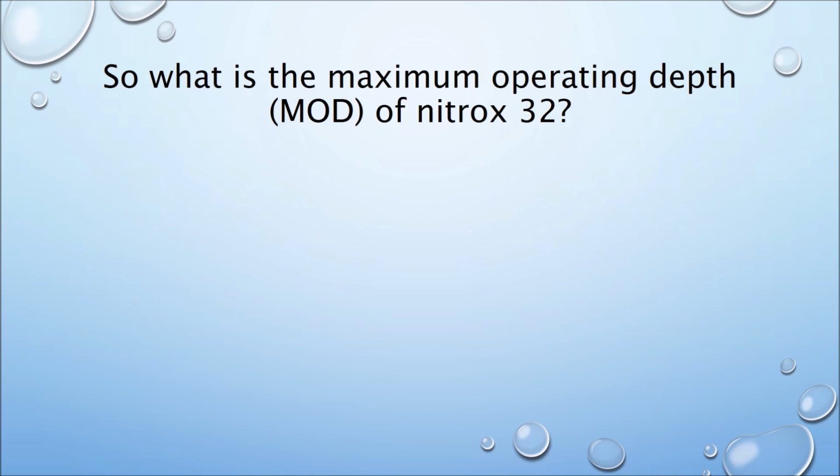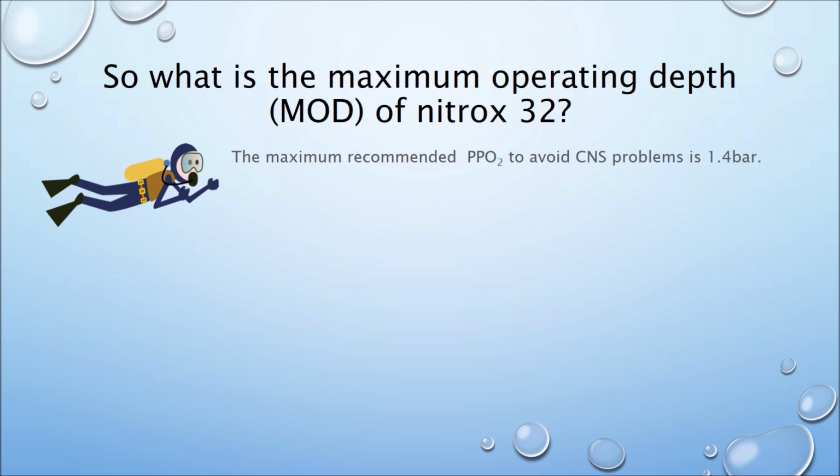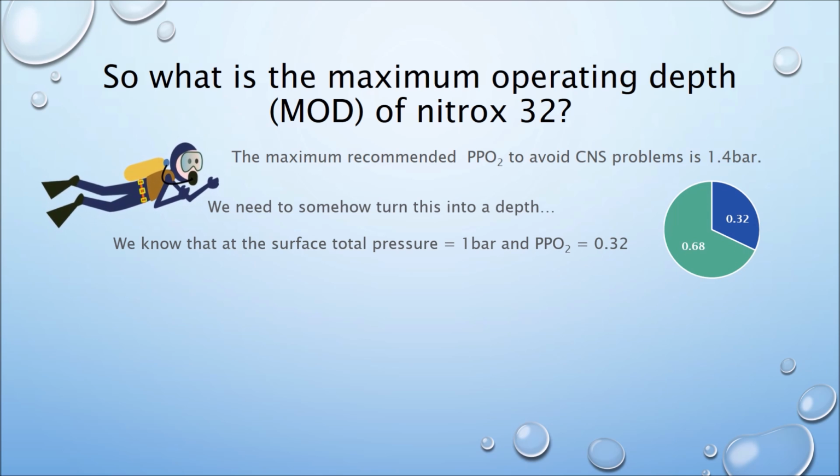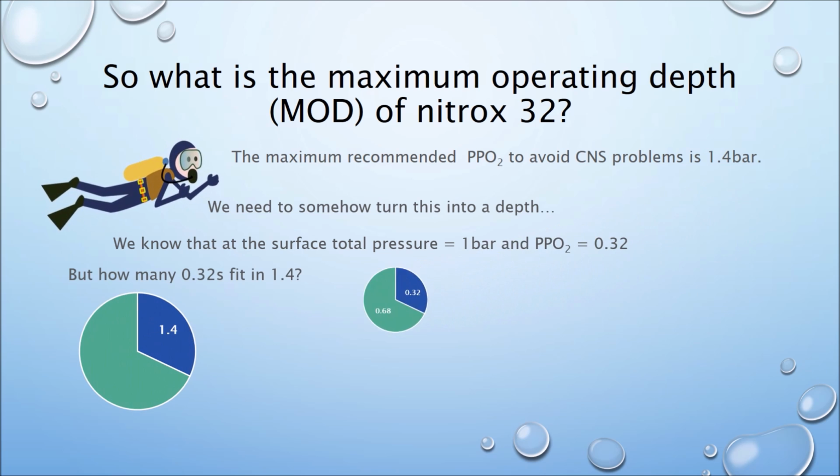So how do you actually get to the maximum operating depth of nitrox 32? We know you can't. You can dive quite happily to 30 meters. You can't dive to 40 meters. So somewhere in between these two, we've got the MOD. Well, remind ourselves again, the maximum PPO2 we want is 1.4 bar. We need to convert this into a depth. We know that the surface total pressure is 1 bar and the PPO2 is 0.32. How many 0.32s fit into 1.4?